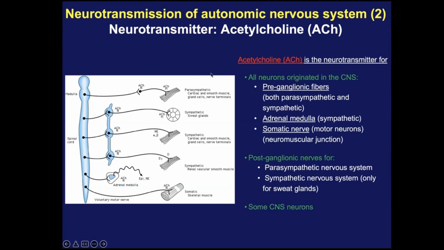There's a question. Does the sympathetic system use acetylcholine in the preganglionic fibers? Yes. All the preganglionic fibers use acetylcholine as the neurotransmitter, as shown here. Thank you for the question.